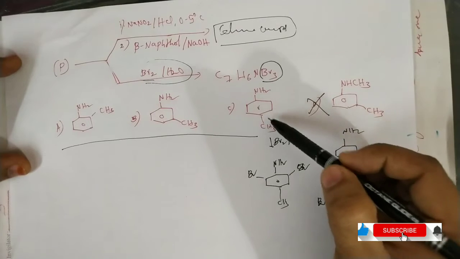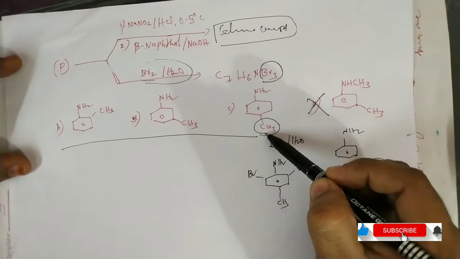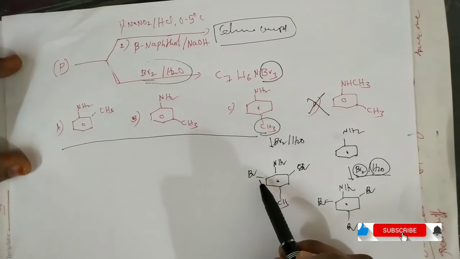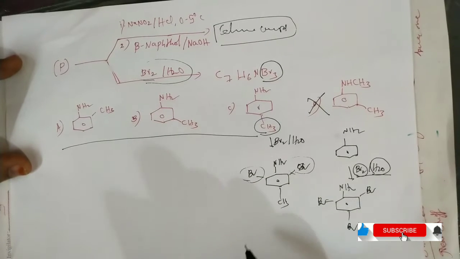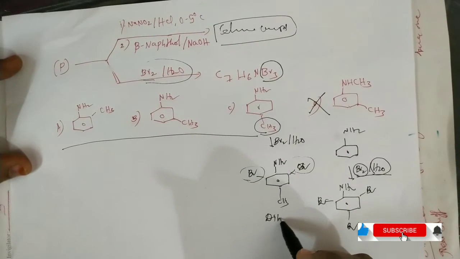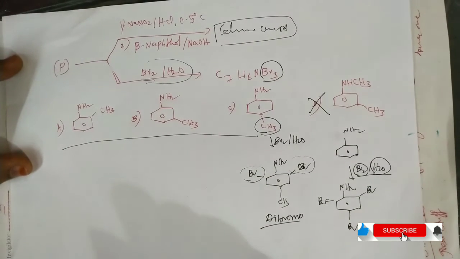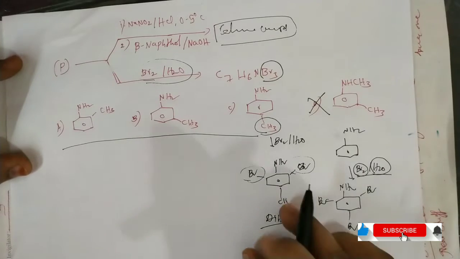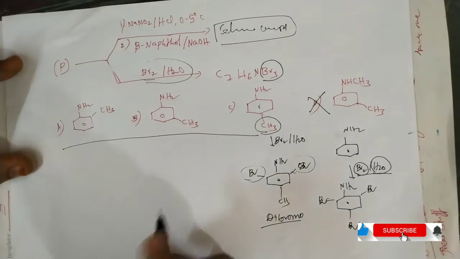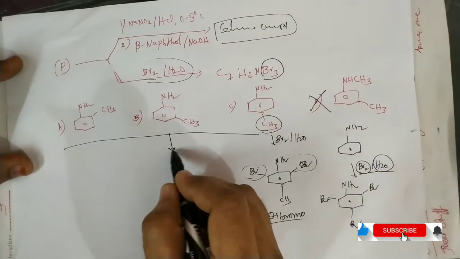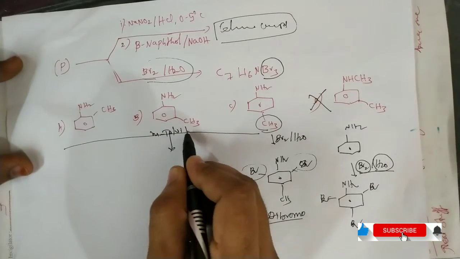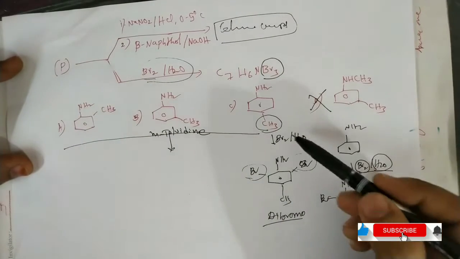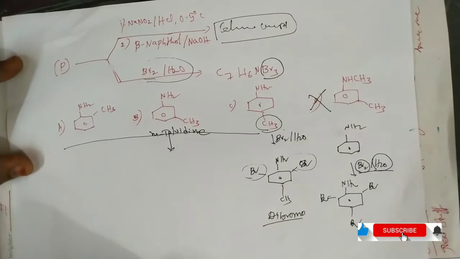But in this one the para position is blocked by the methyl. So the remaining two ortho positions are vacant, so Br plus attacks at these positions, and you will get the dibromo product. In this compound only two bromines are present. Now coming to this one, this is metatoluidine, this is paratoluidine, this is orthotoluidine.